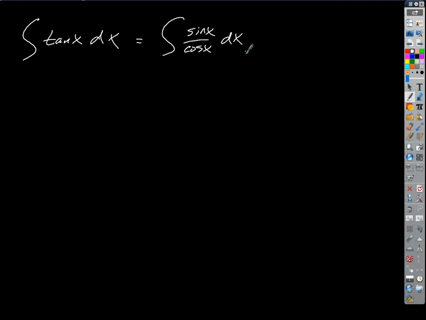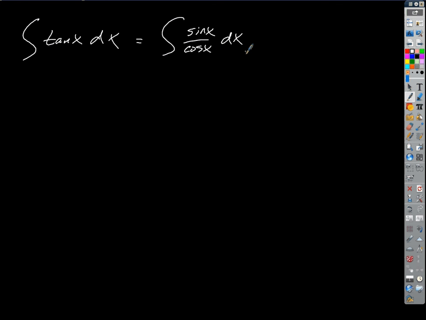Okay, so what about one like this? What if we did the integral of tangent x dx? That's obviously not a standard form yet for us. So we can't leave it the way it is. Any suggestions? Okay, let's split it into the base trig functions. So what if we wrote that as the integral of sine x over cosine x dx?